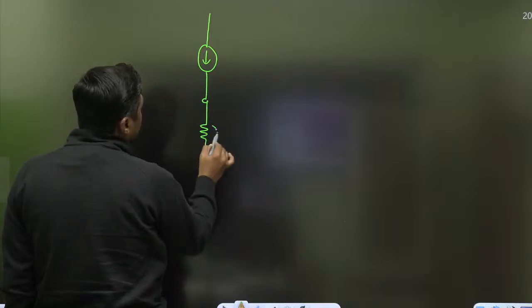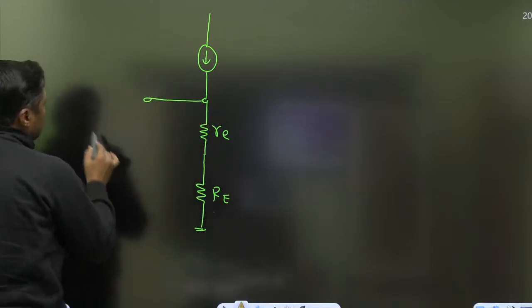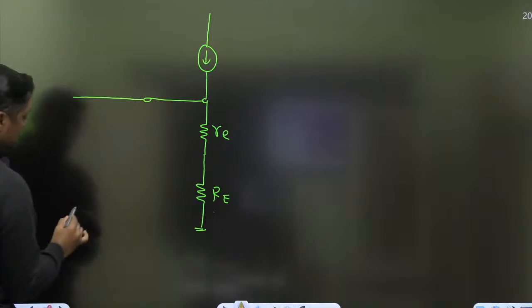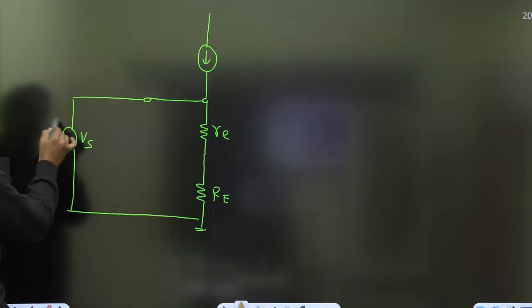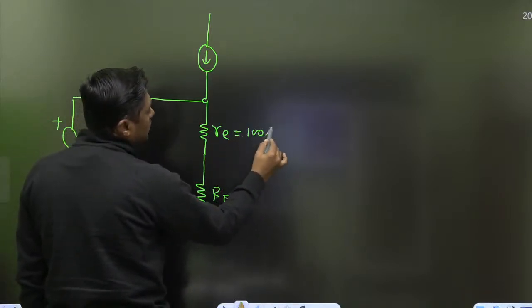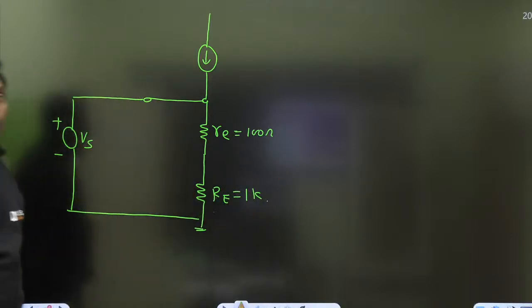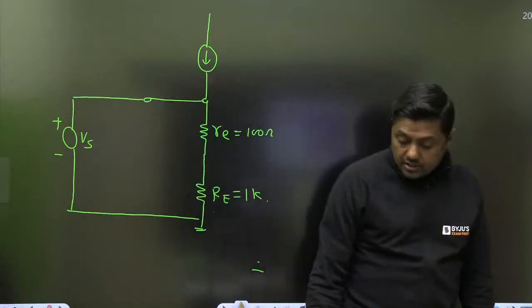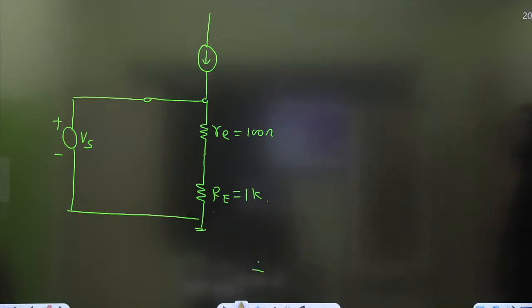If this is small re, this is the capital RE that is connected here. This is the model. Always remember, when we are connecting the VS, everyone tell me what is the input resistance. Let this be 100 ohm, and this 1 kilo ohm. What is the input resistance seen by the VS in this diagram?